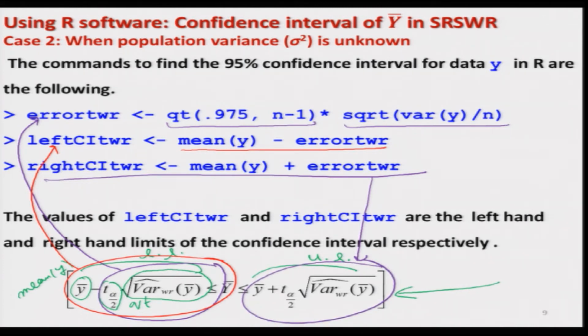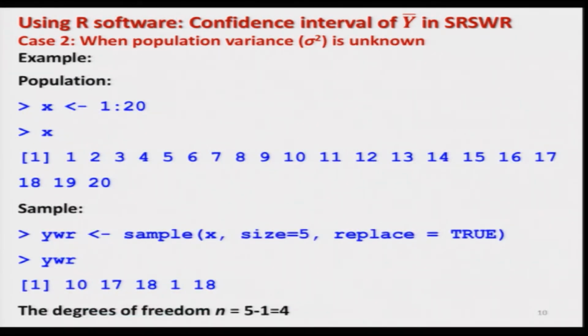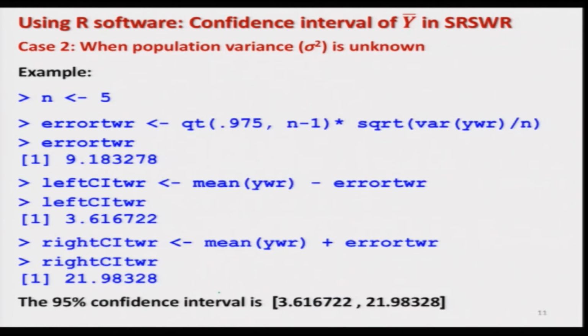And then if I try to put it on the R software, you may recall that our population was 1 to 20 and we are trying to obtain a sample using SRSWR. For that the command is sample population x, size 5, and now replace will become TRUE, because we want it with replacement. So this sample is obtained here. For this sample I am denoting n equal to 5, and then I am trying to compute it.